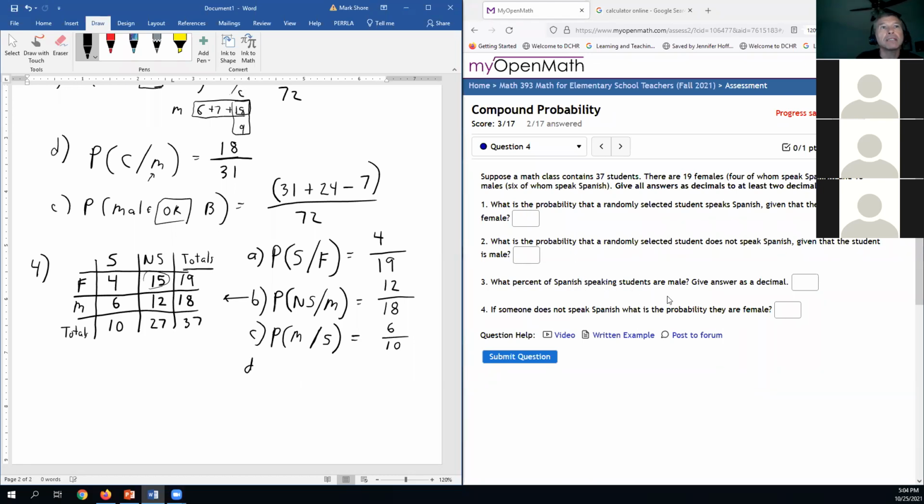And then the fourth part to this says, if someone does not speak Spanish, what is the probability that they are female? So this is the hardest part. I'm going to let you guys try to tell me what I would write here. You could tell me either the top part, the numerator, or the denominator of the fraction for part 4 here. So again, it says, if someone does not speak Spanish, what is the probability they are female? So you can tell me any part of this problem, either what you want here, or if you don't like this way of writing it, if you just know what goes here. 15.